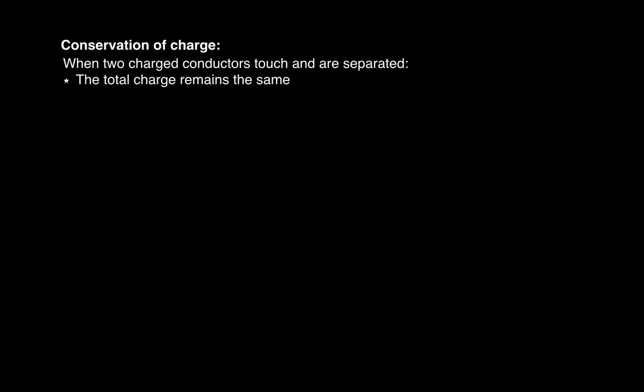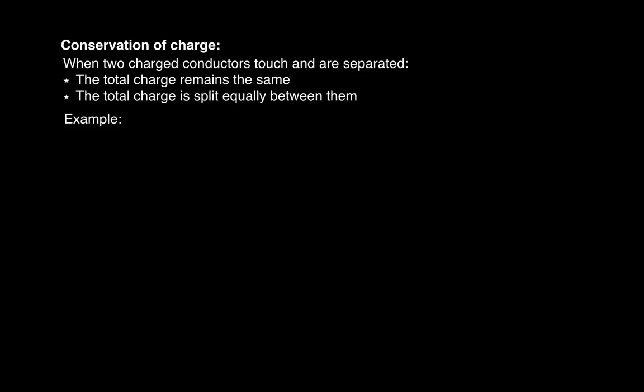Conservation of charge. Similar to all the other conservation laws, conservation of charge tells us that before an event and after an event, charge remains the same. Conservation laws always tell us something remains the same before and after. When two charged conductors touch and are separated, the total charge remains the same, and the total charge is split equally between them.